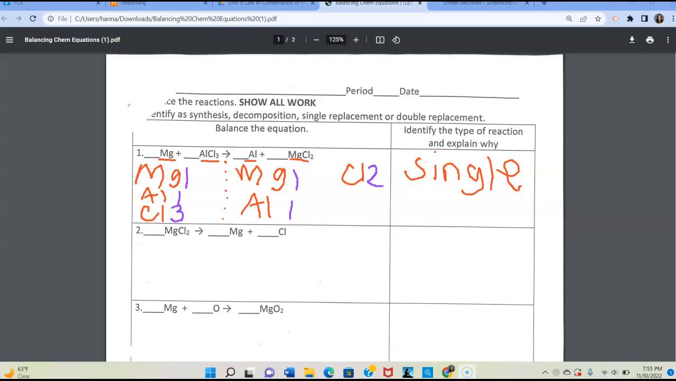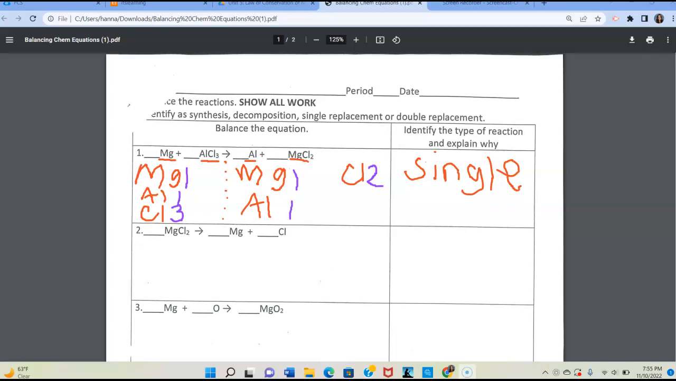So when I look at Mg on my reactant side and I look at Mg on my product side, I see that they're even. So no need to add coefficients. Let me look at my Als now, my aluminums. I look at one of my aluminum on my reactant side. I look at aluminum on my product side. Those are equal, those are even. I don't need to change those. Now let me look at my chlorines.